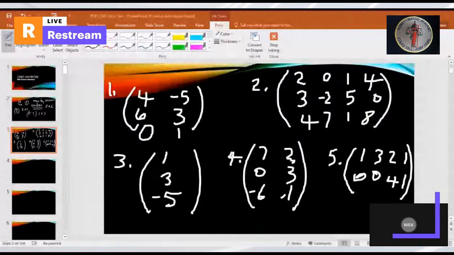Number 3, each one of those numbers is in a row by itself, and then all 3 of them together are in one column coming down. Number 3 is a 3 by 1, 3 rows, 1 column. Number 4, we have 3 rows, 2 columns. And number 5, we have 2 rows, 4 columns. So number 3 is 3 by 1. Number 4 is a 3 by 2. And number 5, a 2 by 4 matrix.